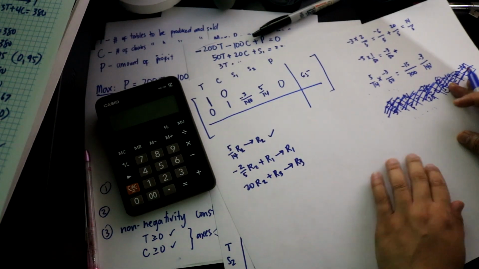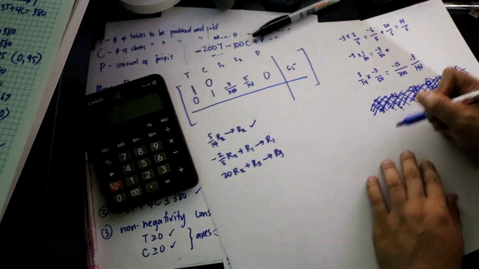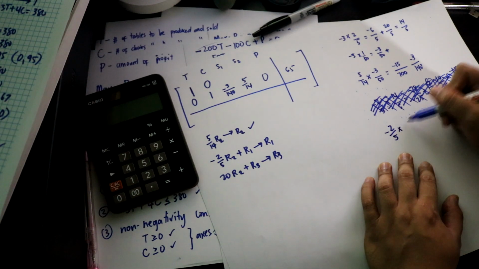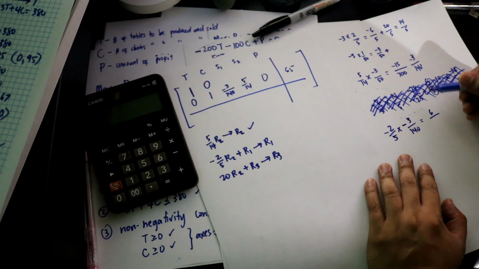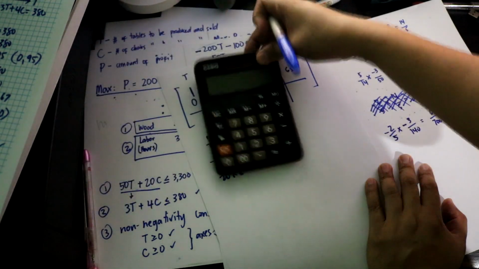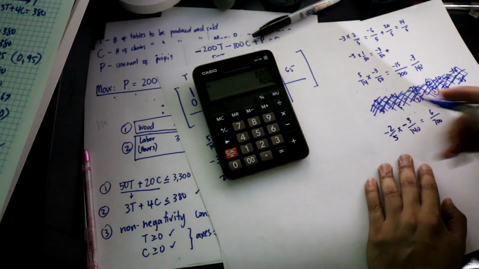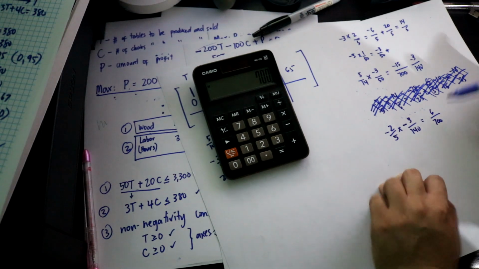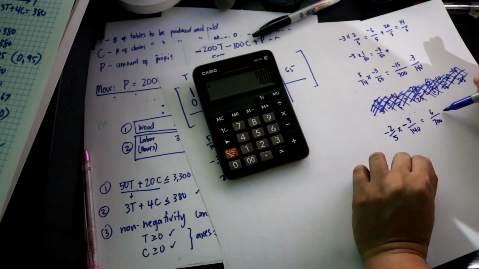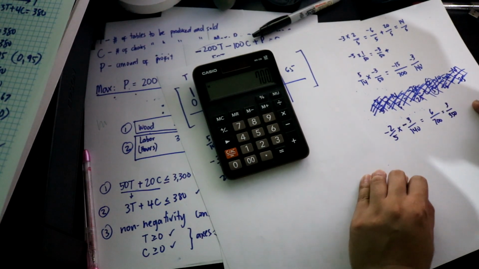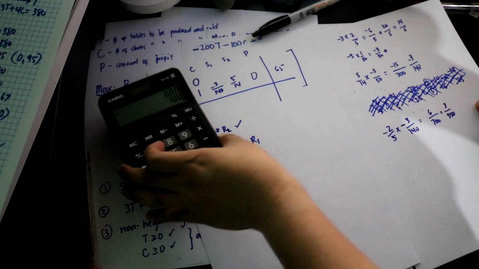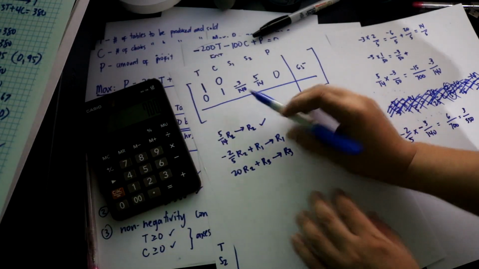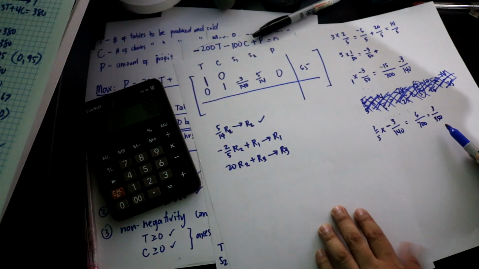So let's do some side calculations. Negative 2 over 5 times negative 3 over 140 would be 6 over 700. Let's just verify: 5 times 140 is 700. So 6 over 700 in lowest terms is 3 over 350. So negative 2 over 5 times negative 3 over 140 is 3 over 350.